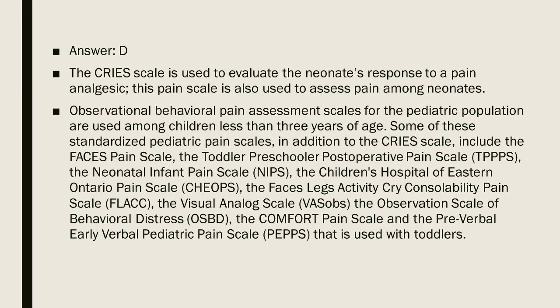Observational behavioral pain assessment scales for the pediatric population are used among children less than 3 years of age. Some of these standardized pediatric pain scales, in addition to the Kreis scale, include the FACES pain scale, the Toddler Preschooler Postoperative Pain Scale, TPPPS, the Neonatal Infant Pain Scale, NIPS, the Children's Hospital of Eastern Ontario Pain Scale, CHEOPS, the FACES Legs Activity Cry Consolability Pain Scale, FLACC, the Visual Analog Scale, the Observation Scale of Behavioral Distress, OSBD, the Comfort Pain Scale and the Pre-Verbal Early Verbal Pediatric Pain Scale, PEPPS, that is used with toddlers.